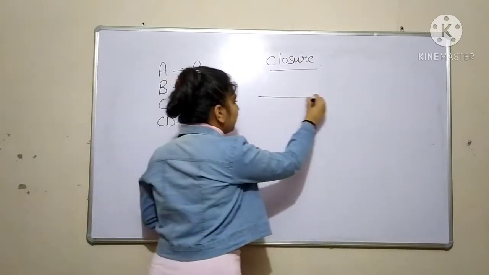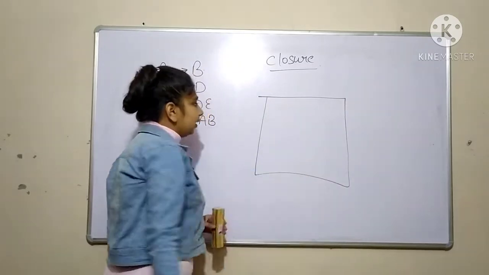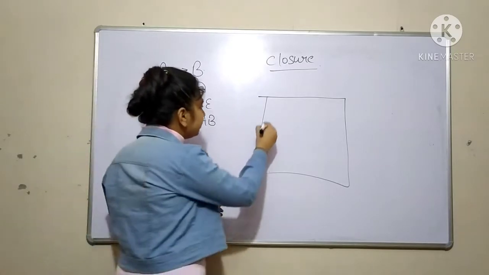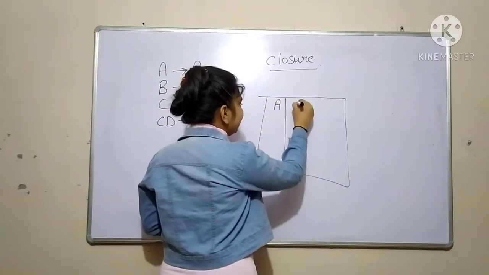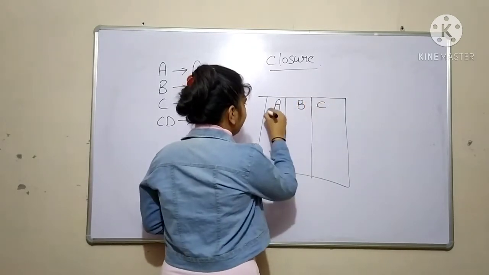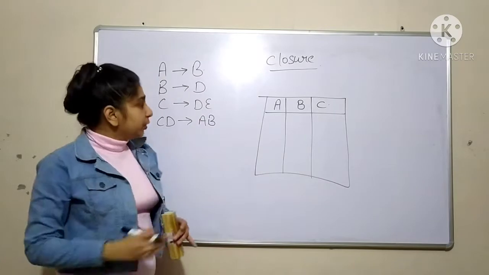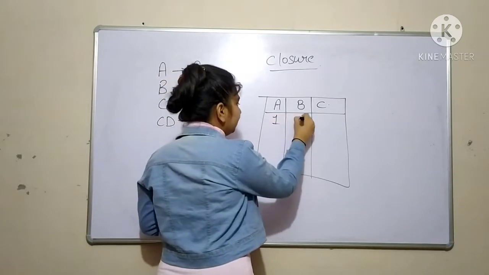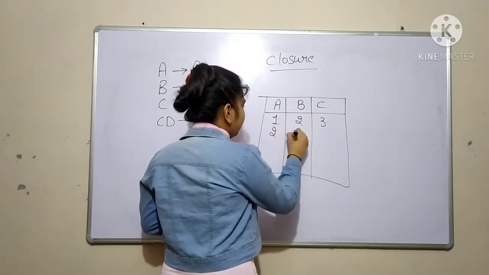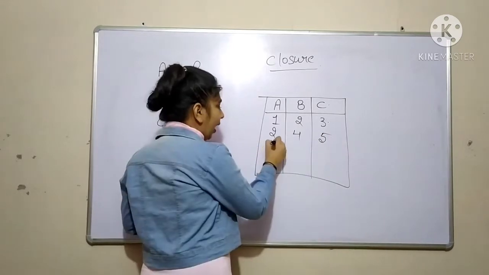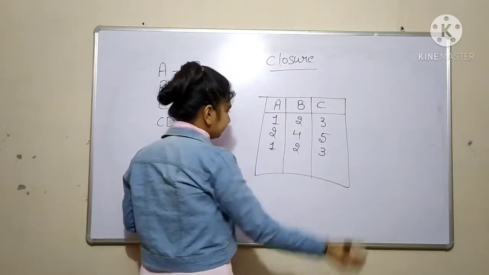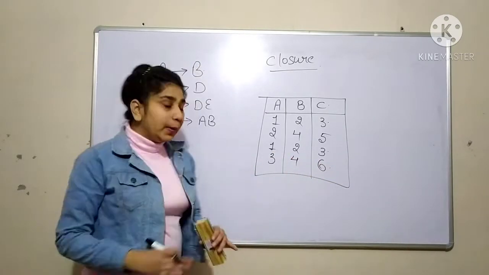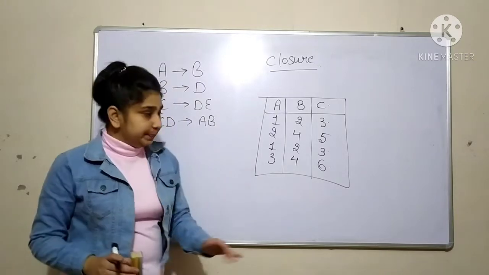Let's suppose we have a relation, and let's assume there are 3 attributes present in this relation. The values are 1, 2, 3, 2, 4, 5, 1, 2, 3, 3, 4, 6. So this is the table given.